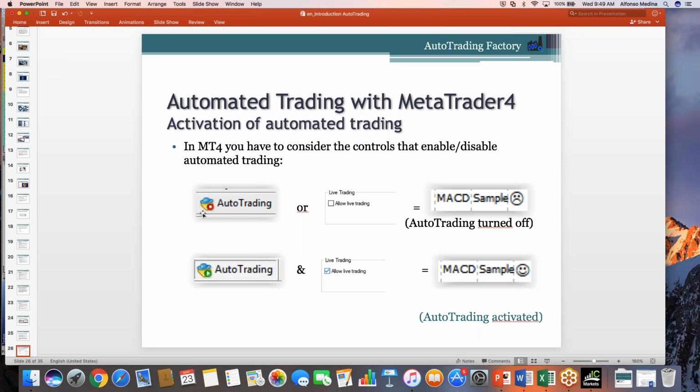However, they're not going to be running if the light is red. So this is the system that the MT4 platform formulated. This is the name of the expert advisor that's going to be running at the moment. If it's not running, you're going to see a sad face, meaning that auto trading is turned off. If it's running, you're going to see a smiley face, meaning that it is activated. And you're going to see that at the top right corner of your graph.